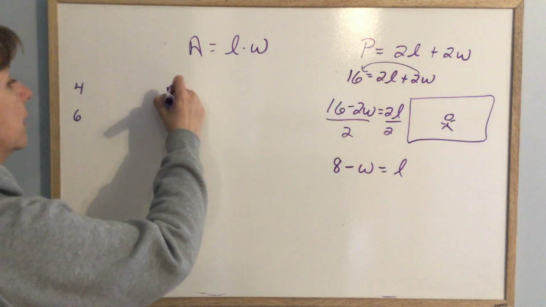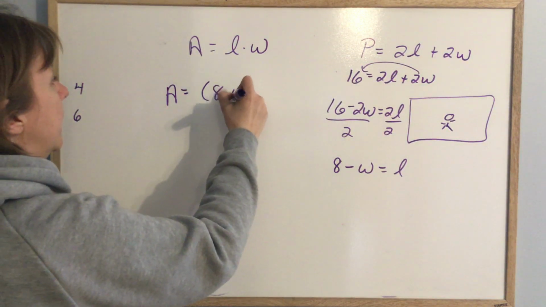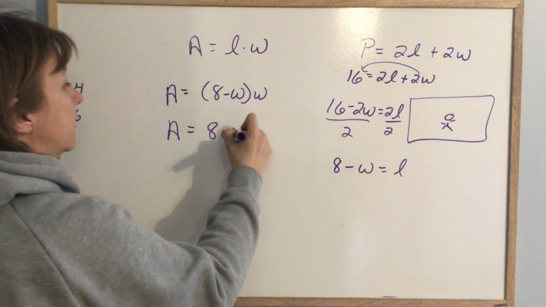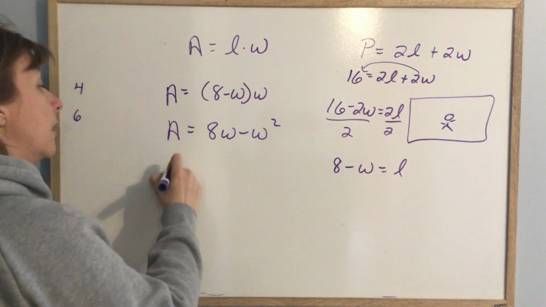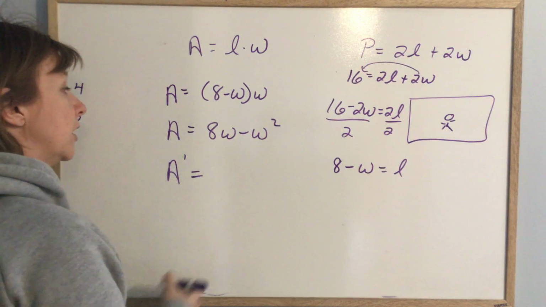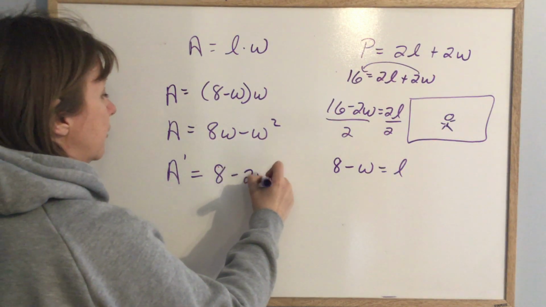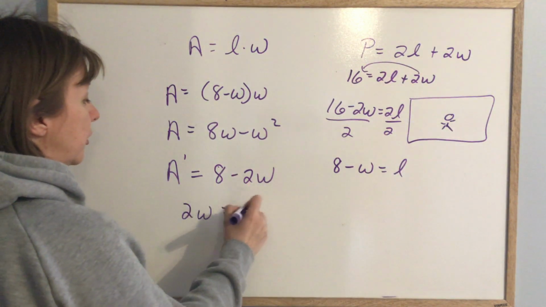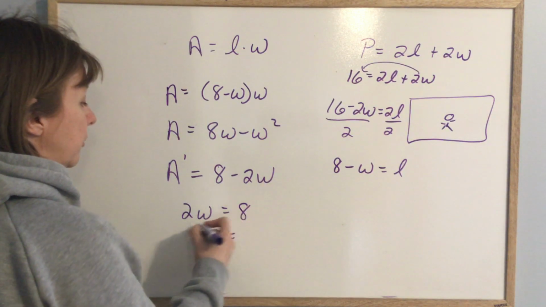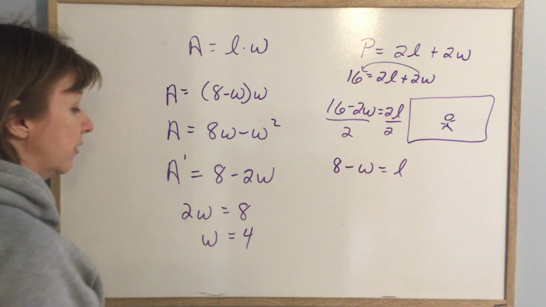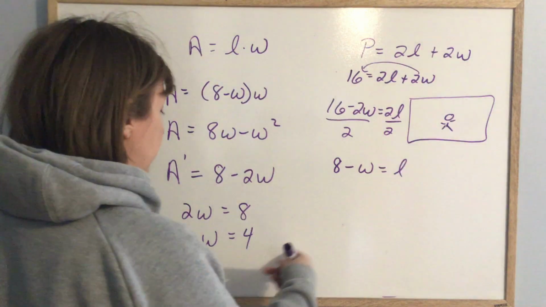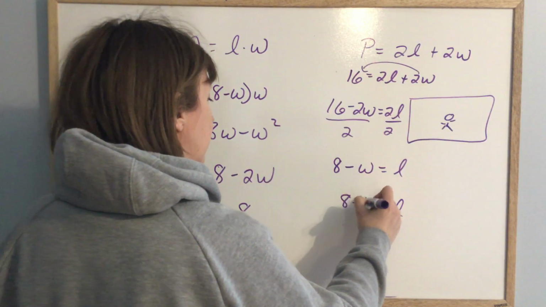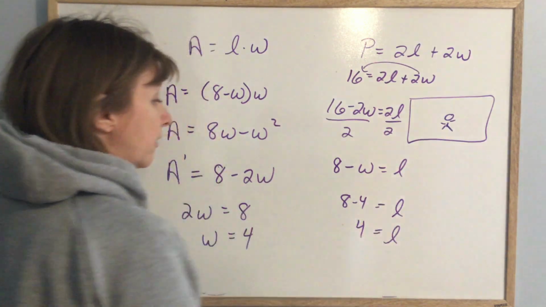So when I come over here, I can replace L with 8 minus W times W. So area is 8W minus W squared. I want to maximize it, so I'm going to find the derivative, which is 8 minus 2W. Make that equal to 0. So 2W is 8, so W is 8 divided by 2, which is 4. If that's 4, then L is 8 minus 4, which is 4.